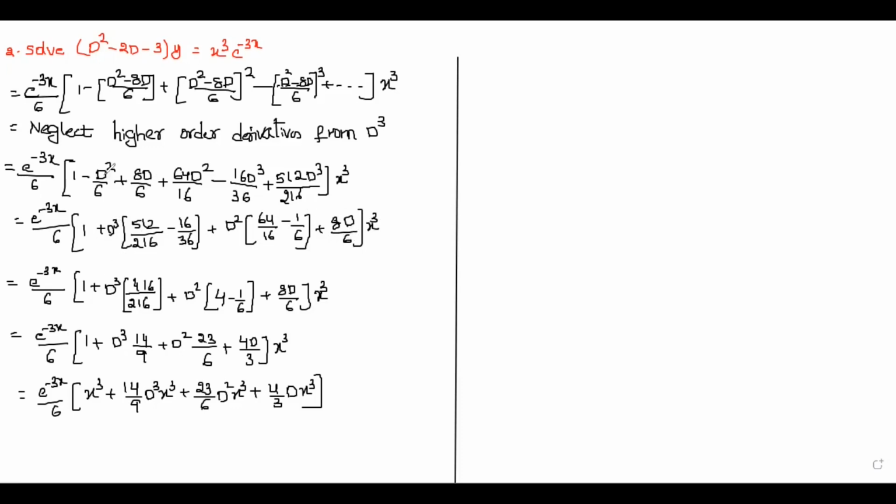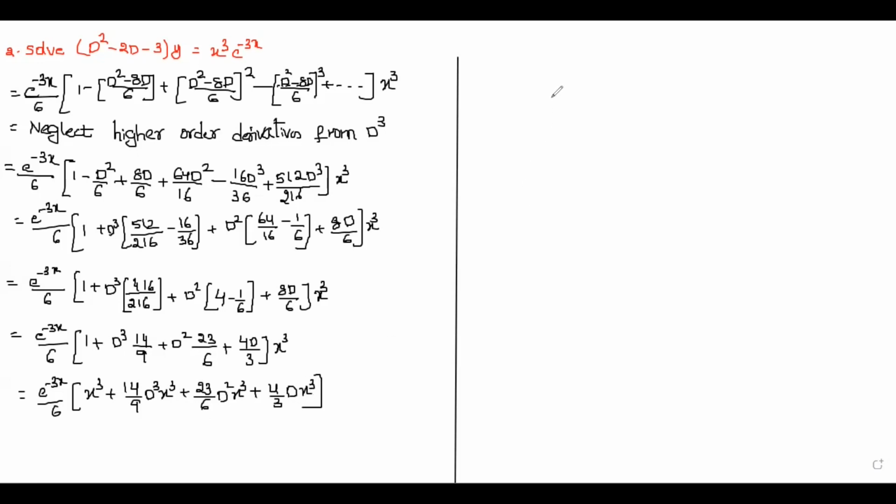If you take the common terms and simplify, we get 1 plus D cube into 14 by 9 plus D square by 23 by 6 plus 4D by 3 into x cube. So if you multiply your x cube inside, it will take the form e power minus 3x by 6 into x cube plus 14 by 9 D cube x cube plus 23 by 6 D square x cube plus 4 by 3 D x cube.